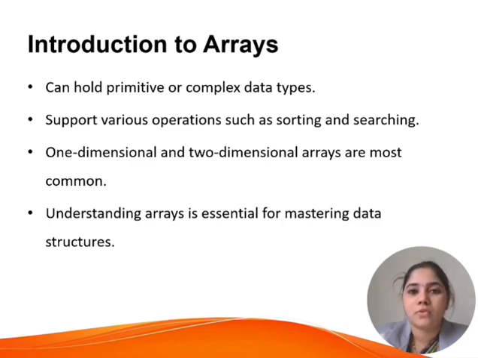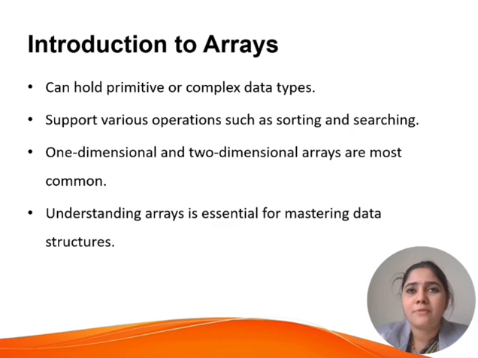For instance, if you want to search whether a particular variable is present in an array or not, you use the searching method. Under searching, there are concepts known as linear search and binary search. And next is sorting. What is sorting? Arranging values in either ascending or descending order is sorting.